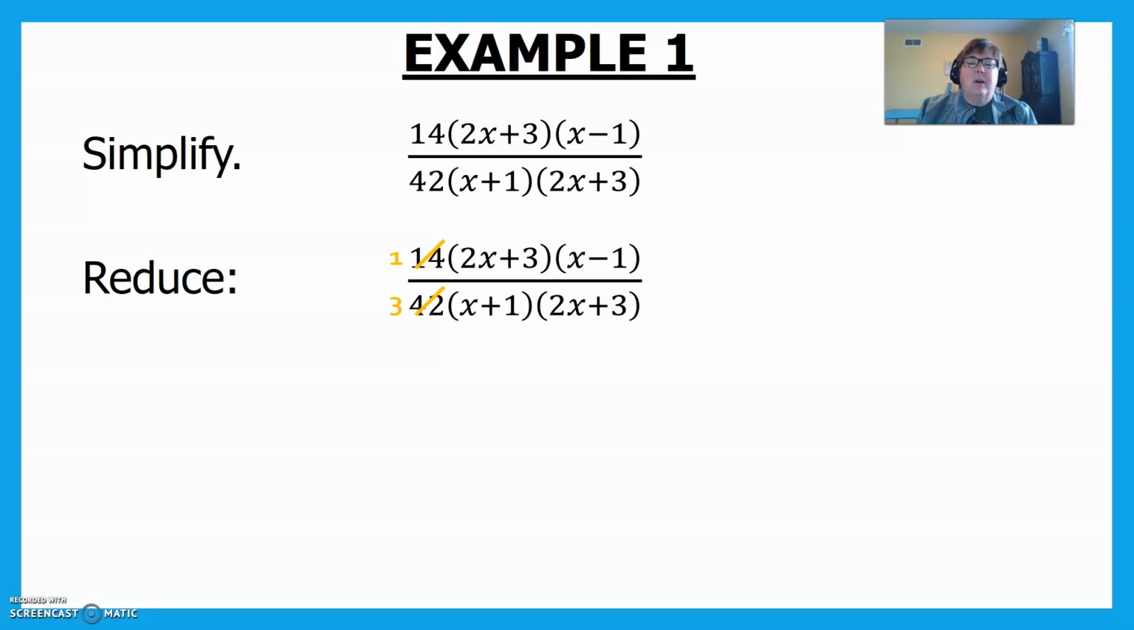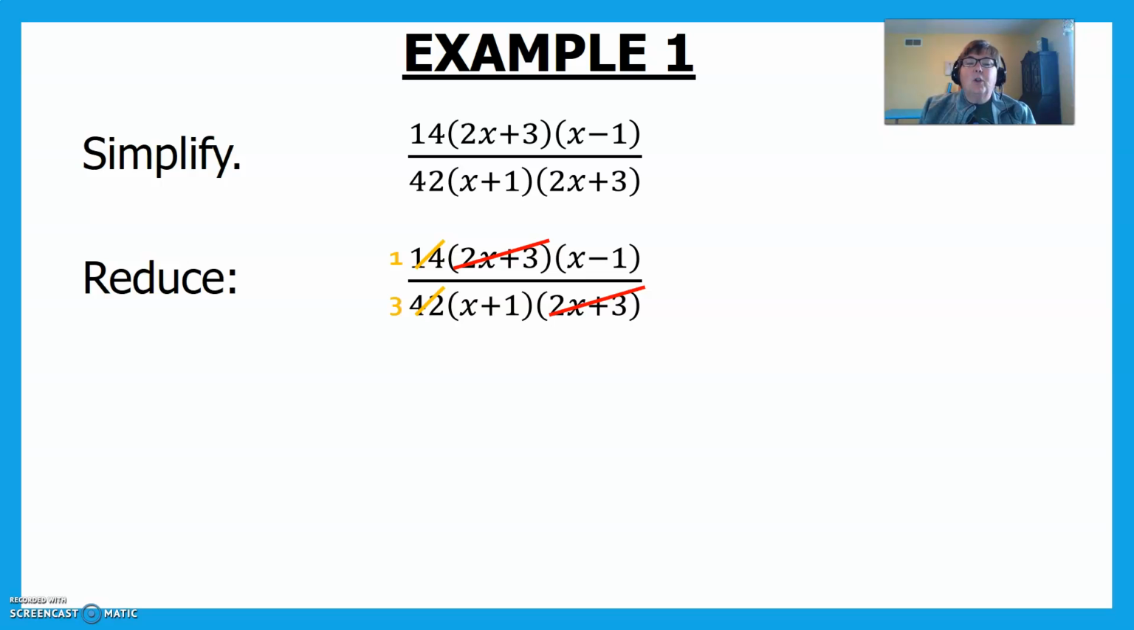Then I look at the other things that are factored, and I say, is there anything that's the same on the top and the bottom? And I notice that there's a 2x plus 3 on the top and the bottom. Because they're the same on top and bottom, I can cancel them out, because if you remember, anything divided by itself is just 1. And so they reduce and give me 1. Now, x minus 1 and x plus 1 are not the same thing, and so I can't cancel those. I can't cancel any part of those. So I have canceled everything that's the same on top and bottom.